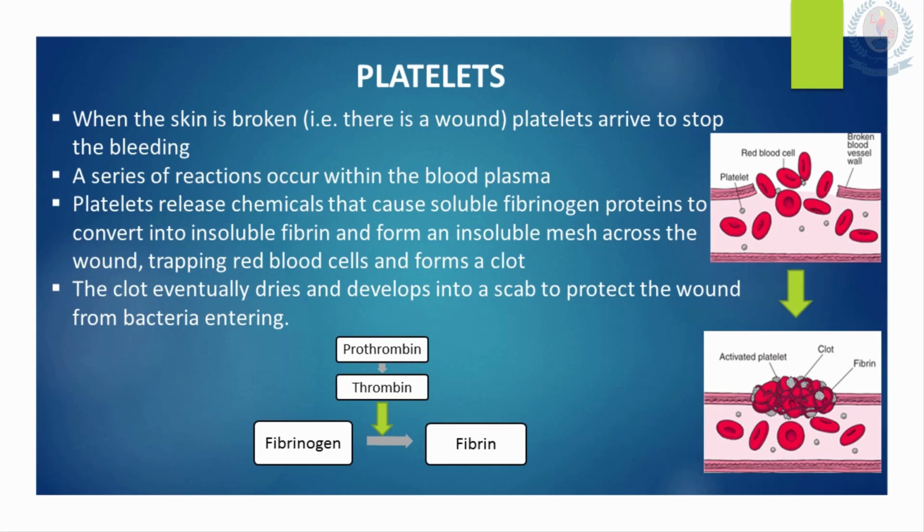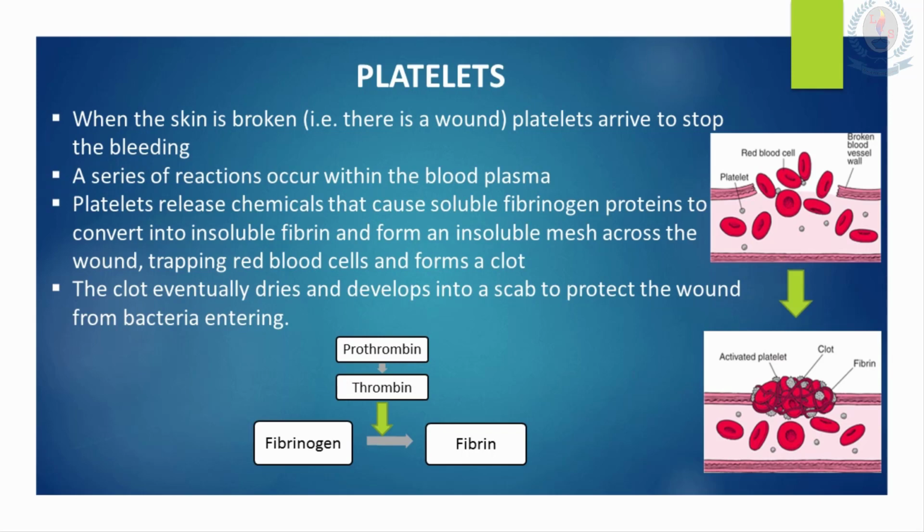At the final stages, there's a soluble protein in the plasma called prothrombin. It is converted into an enzyme called thrombin. Then that enzyme acts on fibrinogen, a soluble plasma protein. Thrombin causes fibrinogen to change into an insoluble protein called fibrin.